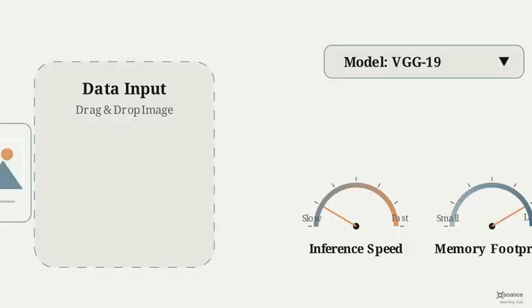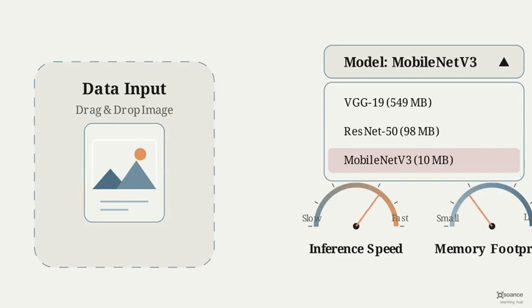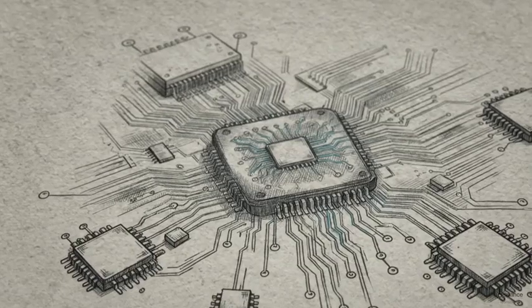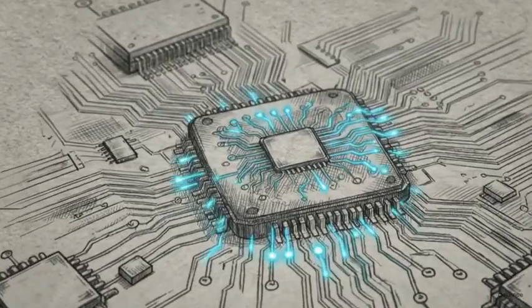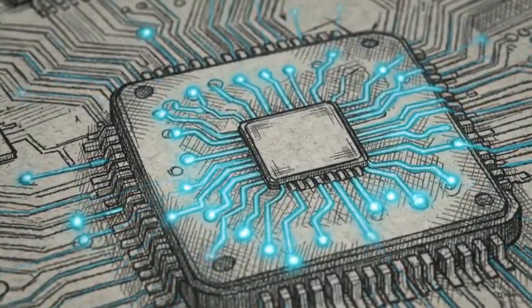You can load your own images and swap the model names to experience the differences in speed and memory usage firsthand. Machine learning proficiency is defined by the ability to optimize pre-built architectures to function reliably within the strict constraints of real-world hardware.